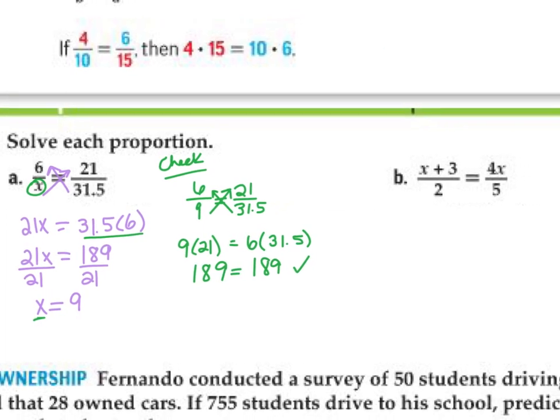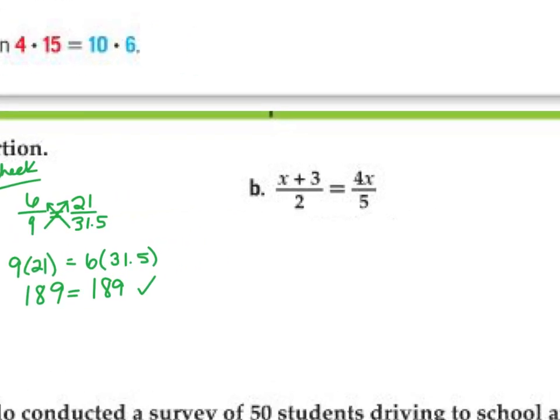Okay, so one more example like this. Even though we have extra variables involved, it's the same concept. So we just need to multiply: 5 times x plus 3 equals 2 times 4x. We're going to distribute this 5 to get us 5x plus 15. That is going to equal 8x.